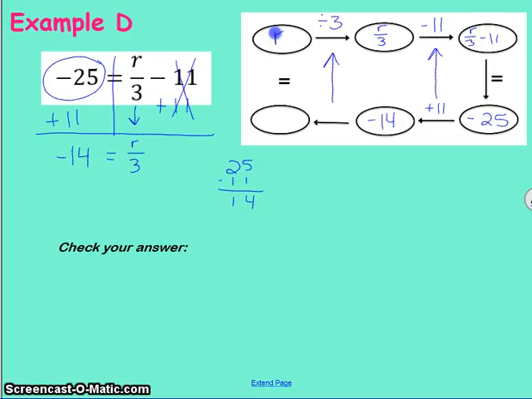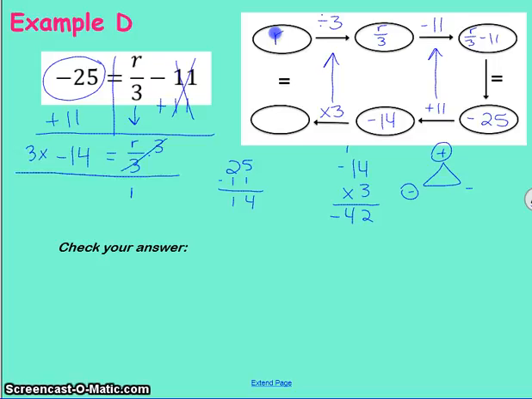Well, the opposite of dividing by 3 would be to multiply by 3. So I have to do 14 times 3. 3 times 4 is 12. 3 times 1 is 3, and 3 plus 1 is 4. So I get 42. Remember to draw your triangle so that you can see if my answer should be positive or negative. So I have a negative and I have a positive. Well, I'm left with a negative, so I know my answer should be negative 42. So those cancel. I'm left with r is equal to negative 42. So in my last bubble here, it's going to be negative 42.